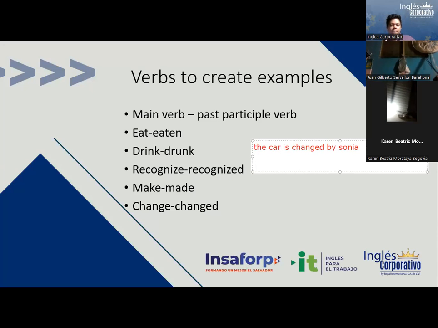We have eaten dinner already. Okay, and the passive? We have eaten dinner already. We have already eaten dinner. But in this case, if you say it like that, we haven't included the verb to be.